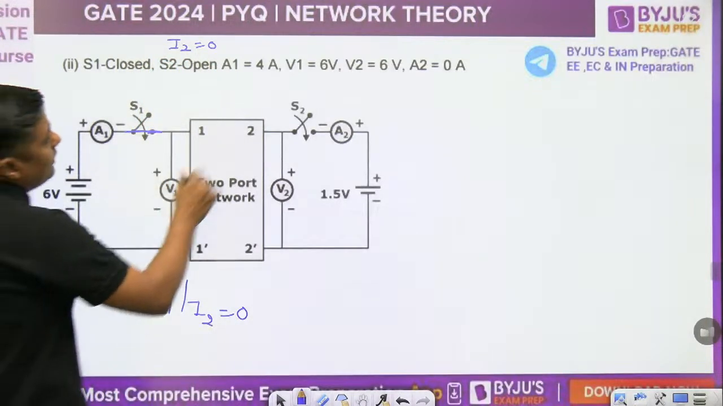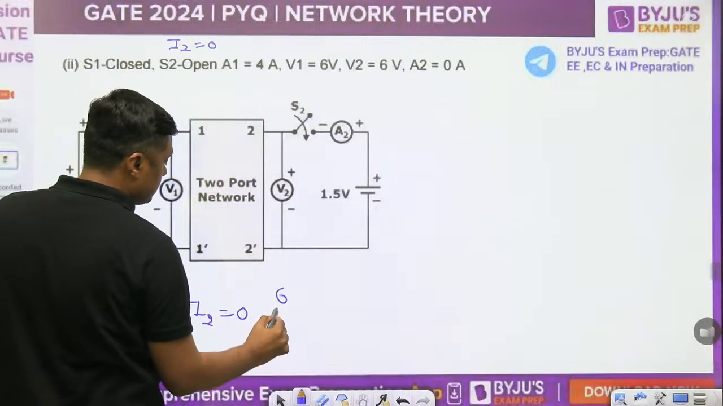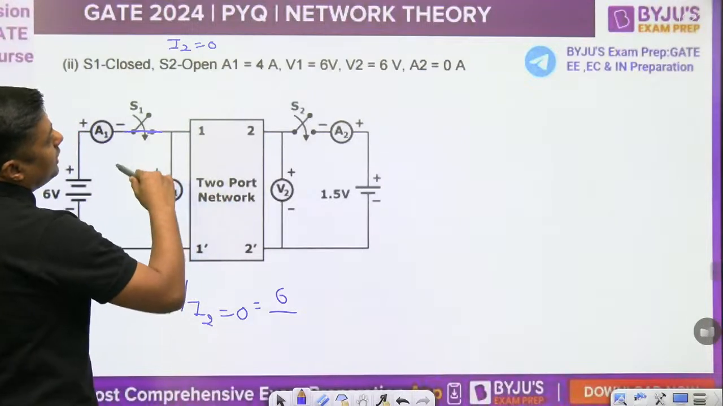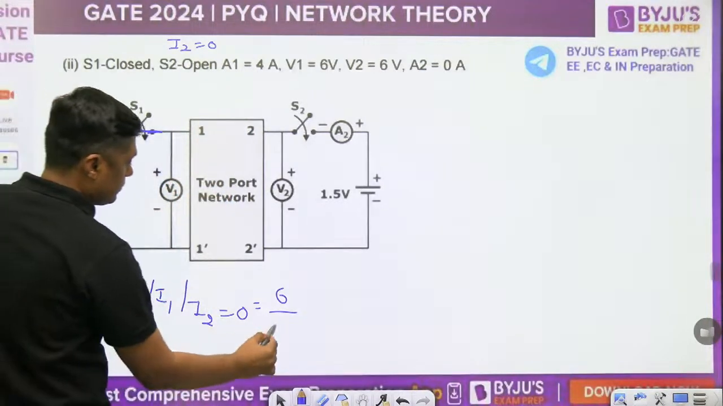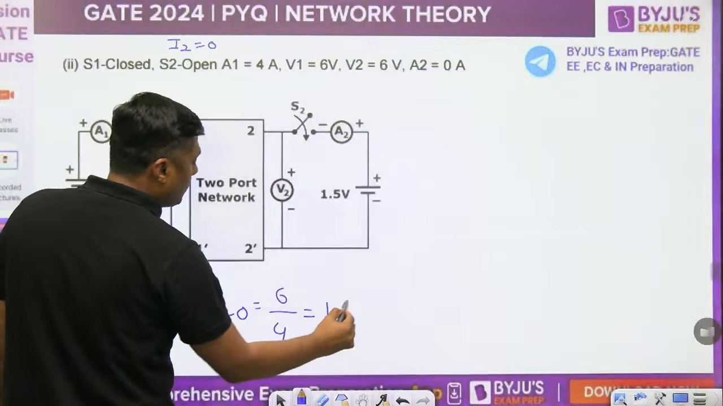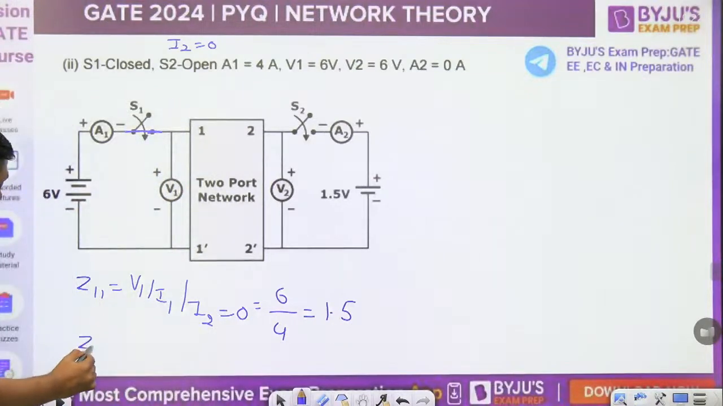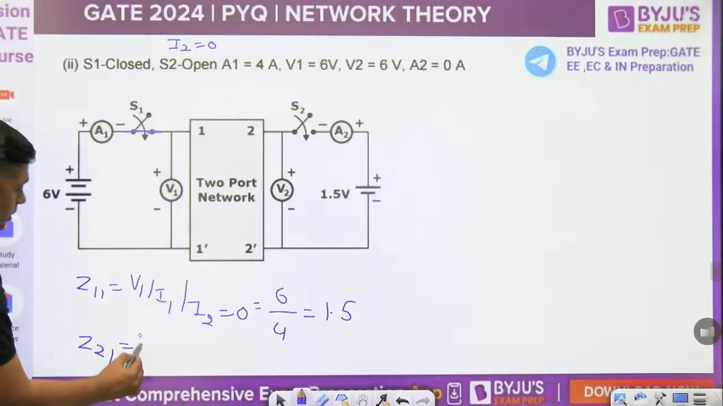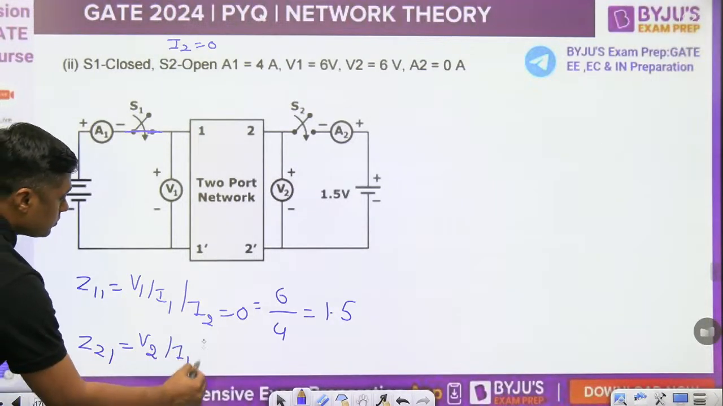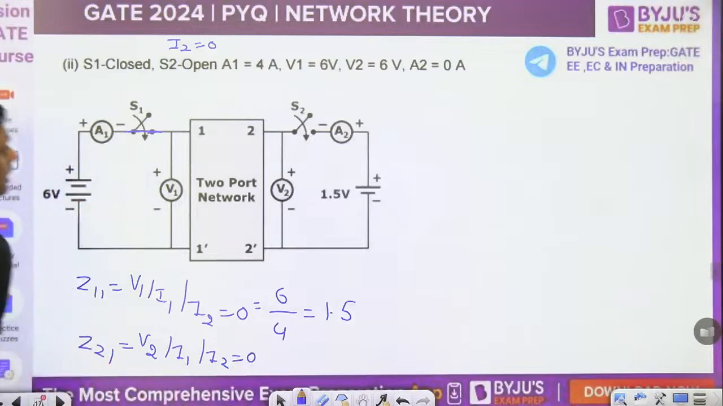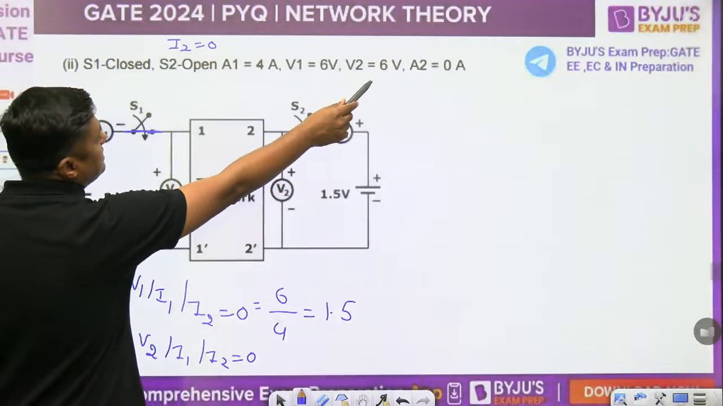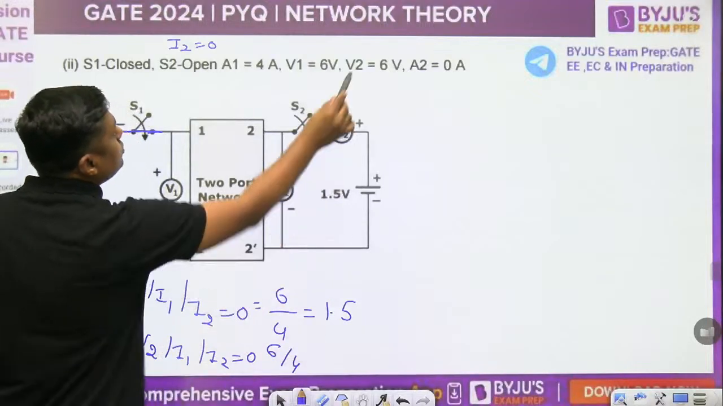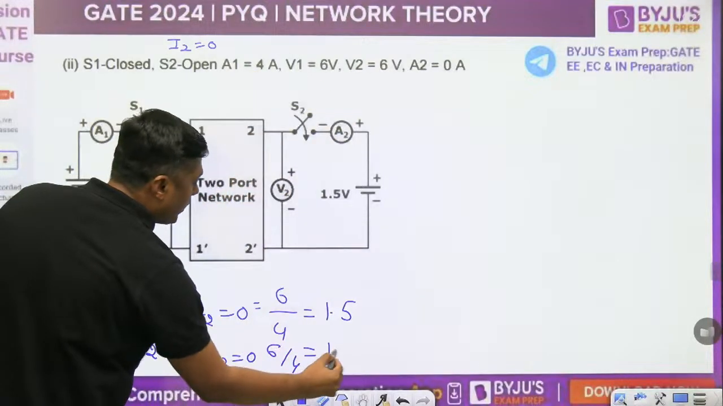Now V1, what is the value of V1? 6 upon. What is the value of I1? Right, 4. 6 upon 4, 1.5. What is the Z21? Z21 is V2 upon I1 with I2 0. Then V2, what is the V2? 6 upon I1, 4. V2 is also 6 upon 4, that is again 1.5.